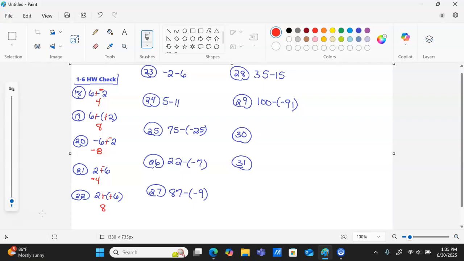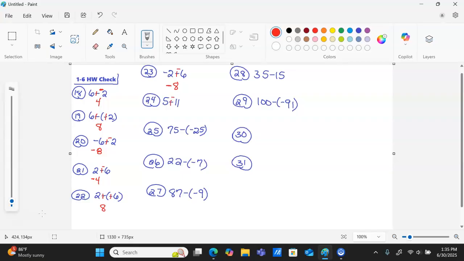So when you do these, you have to show the addition problem, not just the answer. Change my signs and add. And we have negative 2 and negative 6 would be negative 8. The signs are the same, so we add them and keep the sign.